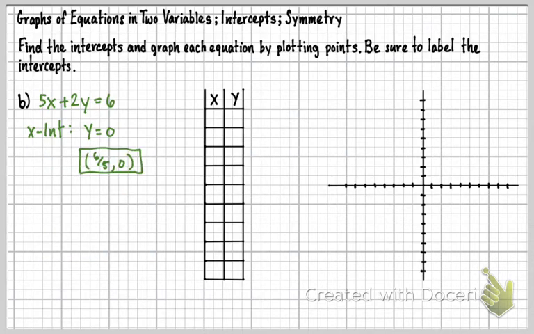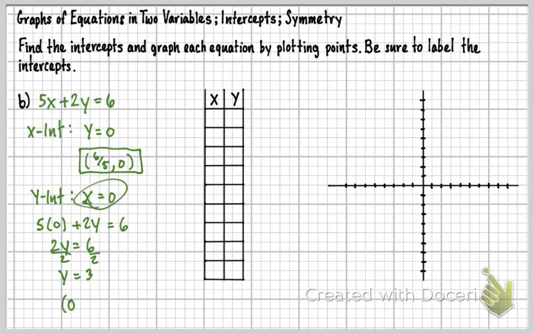Now for the y-intercept. For the y-intercept, my x is 0. So that means I'm just going to take this equation and plug in 0 for x. And then 5 times 0 is going to be 0. So I get 2y equals 6. I divide by 2, and y equals 3. So the ordered pair for this one is going to be 0, because remember my x is 0 here, and 3 for the y. So there is the y-intercept.